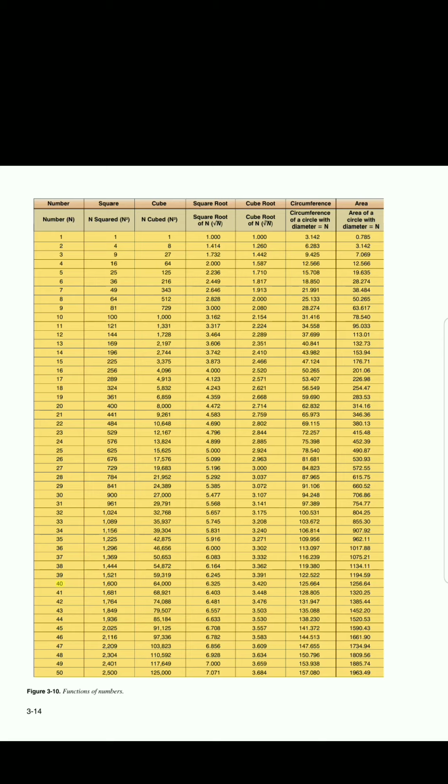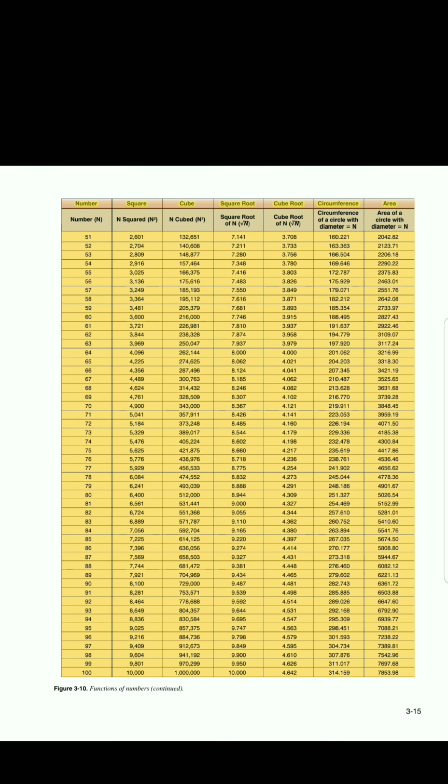35, 40, 45, 50. Figure 3-10. Functions of numbers. 3-14. Number, square root, circumference, area. Number n, squared n², cubed n³, square root, cube root, circumference of a circle with diameter equal to n, area of a circle with diameter equal to n.